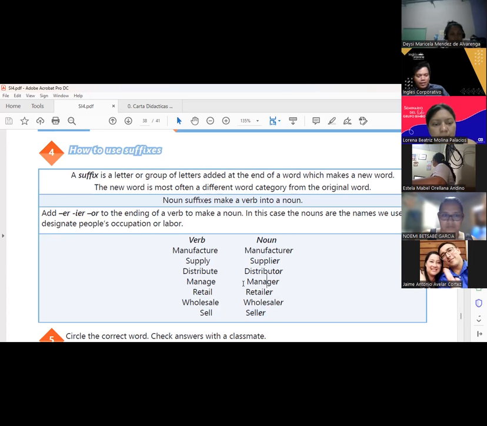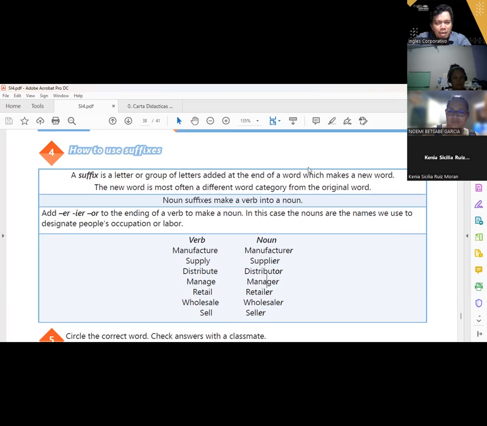Okay, very good, guys. So this is just how suffixes work, guys. We got many, many options that we can set up. For example, you got the word drive. What is drive, guys?